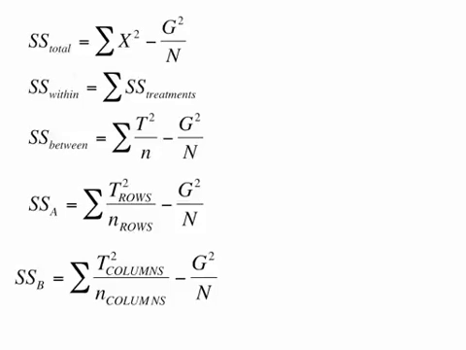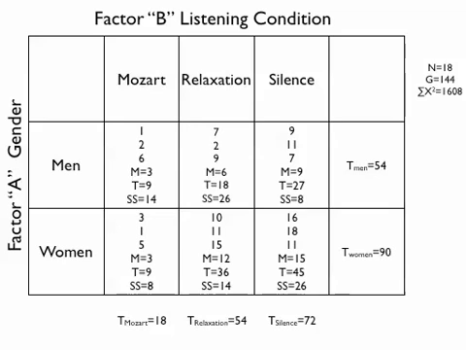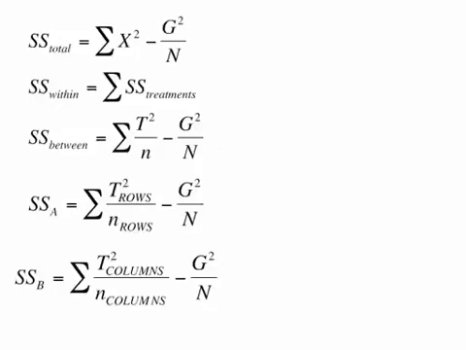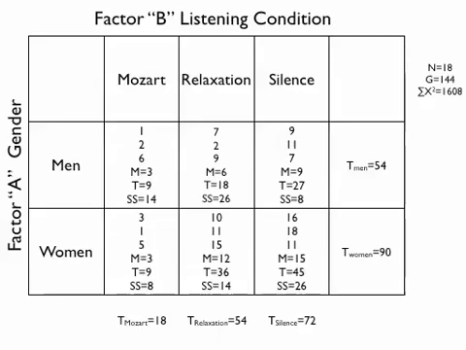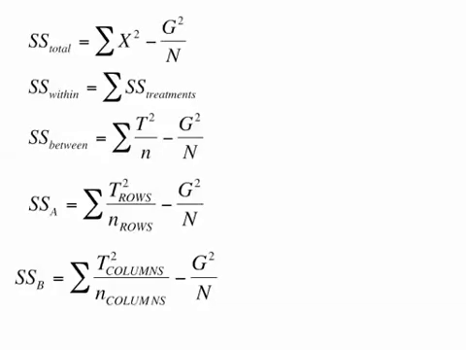We can come up with a sum of squares just for listening condition by totaling across these two rows for Mozart for a sum of 18, totaling across the two rows for relaxation for a sum of 54, and totaling across these two rows in the silence column for a sum of 72, right? And we would square each one of those totals divided by its n, right? So the n here is 6 for Mozart, 18 squared over 6, plus 54 squared over 6 scores in the relaxation column, plus 72 squared over 6 for the silence column. And what we'd end up with is a sum of squares for B.